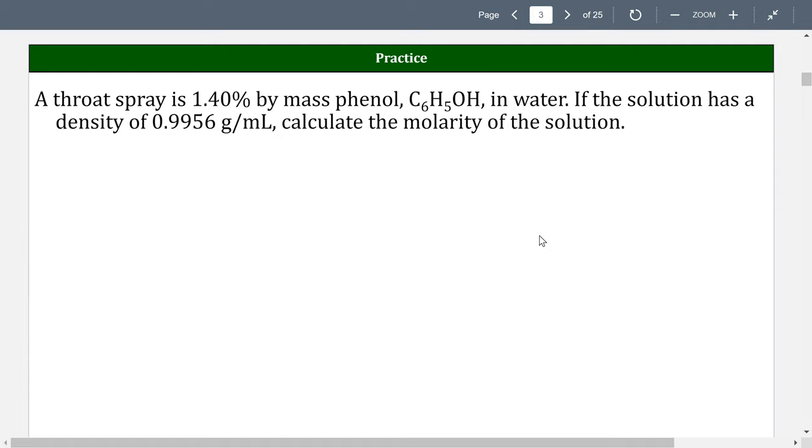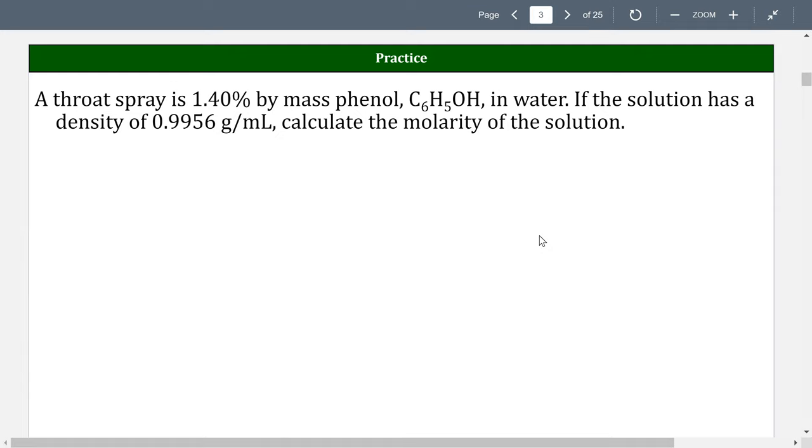So we're going to get something like our concentration of C6H5OH is going to be really close to 0.149. That's moles per liter, or represented with that capital M. Anybody have any questions about this one?